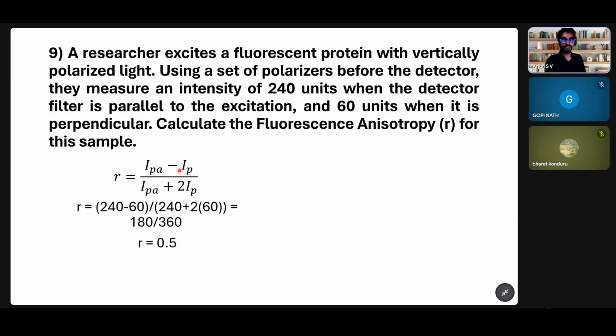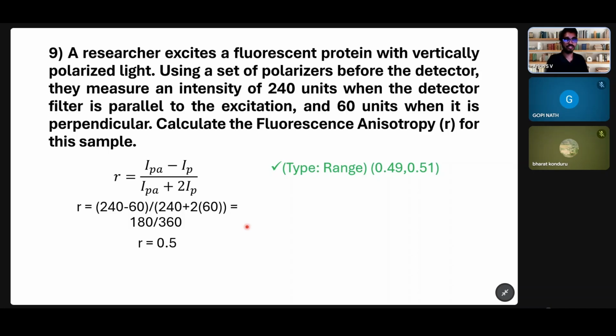So I've just given that your I parallel is 240 units and I perpendicular is 260 units. So you just substitute all the values into this, and then you will get the value of R, your isotropy factor, as 0.5. So any range between 0.49 to 0.51 will be your correct answer.